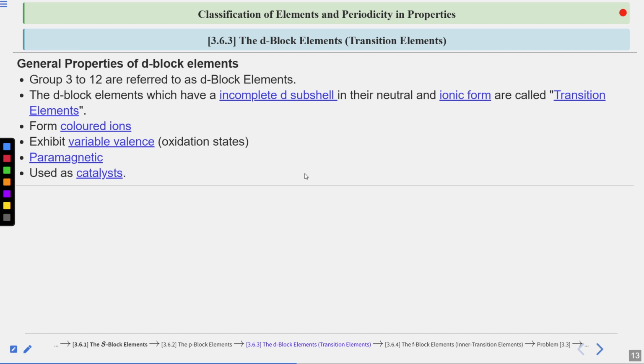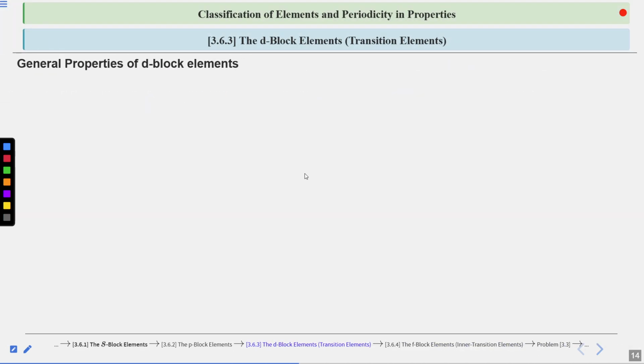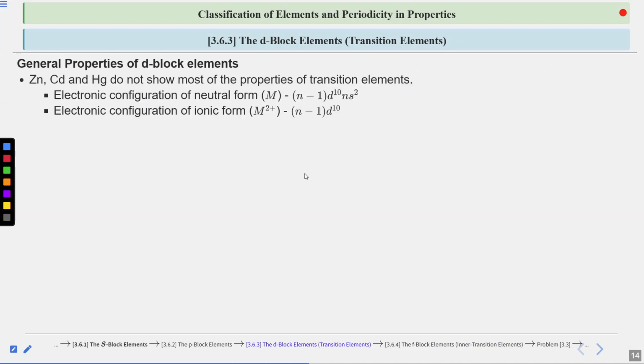Now we will focus on this point: what is meant by incomplete d subshell in their neutral or ionic form. Let us try to understand this point with the help of an example. Suppose you consider zinc, cadmium and mercury, 3 elements. They have an outer configuration of (n-1)d10 ns2. So this is for the neutral form.